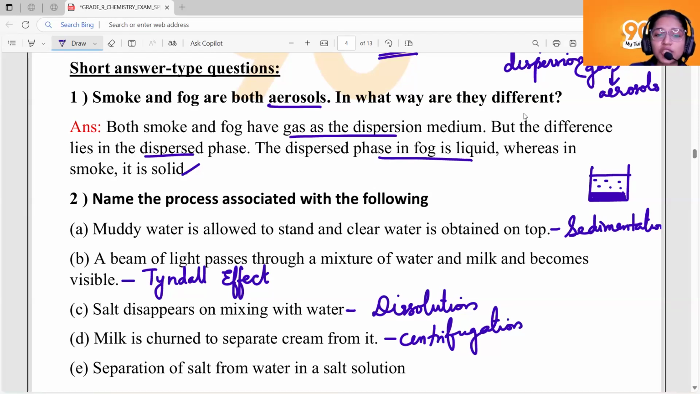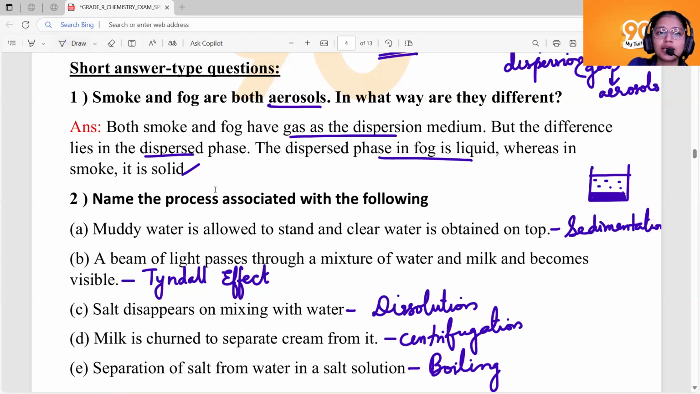Okay. Next question. Separation of salt from water in a salt solution. What method can you employ to separate salt from water in a salt solution? Yes, it is boiling. By boiling, we convert all water in our salt solution into vapor and we'll be left with crystals of salt. Is it clear? Okay.